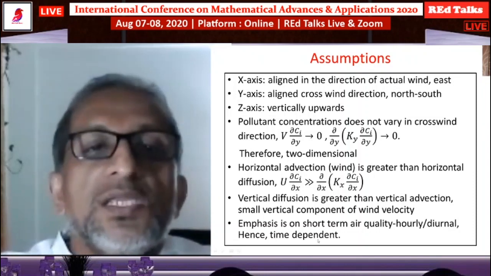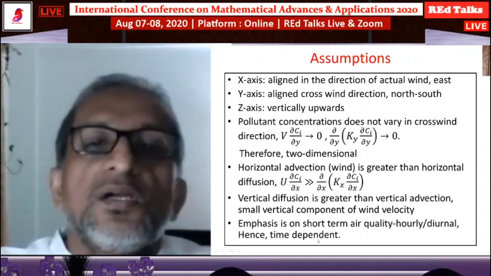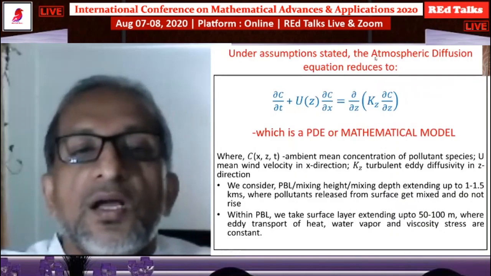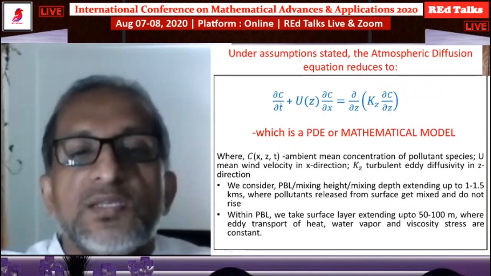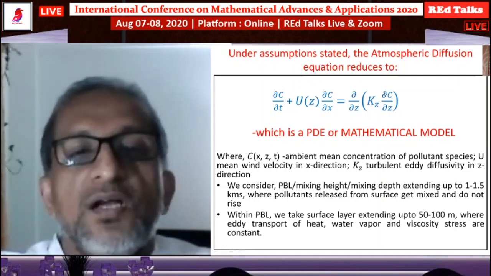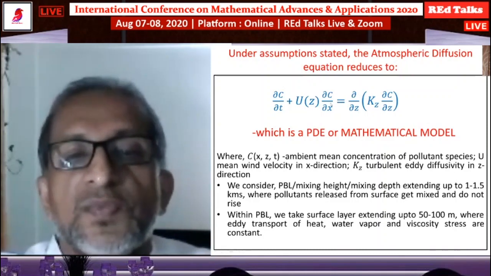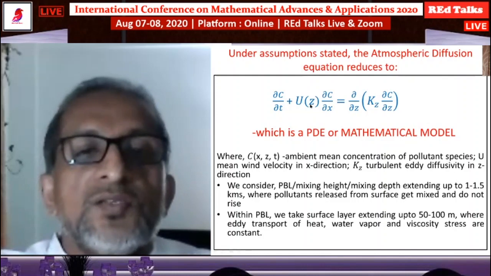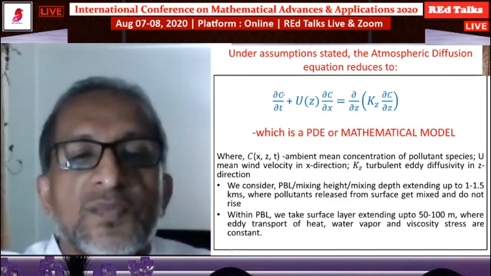Under all these assumptions, the atmospheric diffusion equation becomes ∂C/∂t + U(z) ∂C/∂x = ∂/∂z (Az ∂C/∂z), which is in fact a partial differential equation, and which is also called a mathematical model. Here C is a function of x, z, and t.